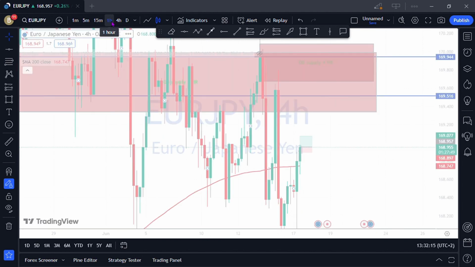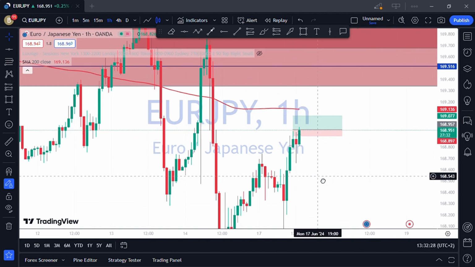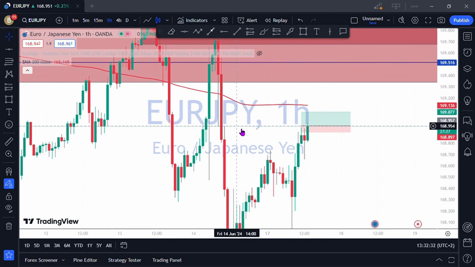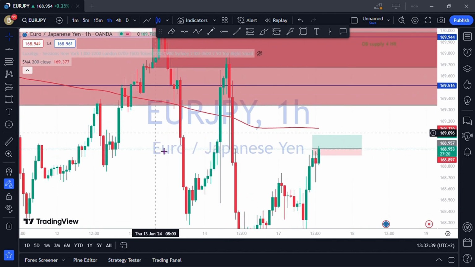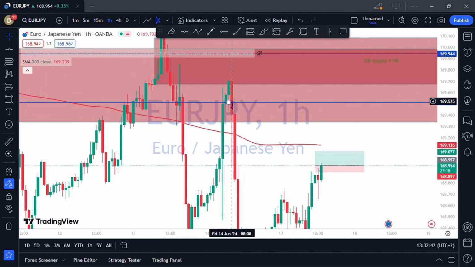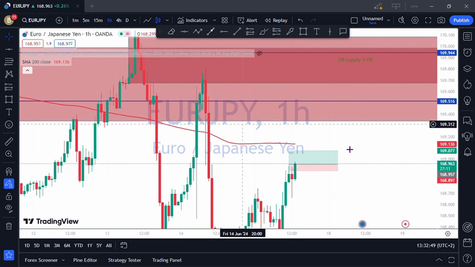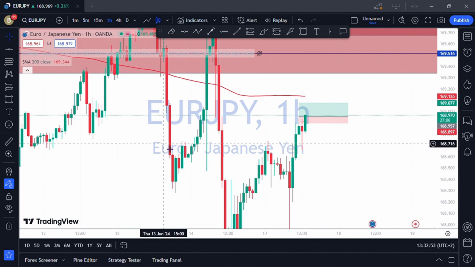So when I go to a lower time frame, my 1 hour, which is my 1 hour right here. As you can see, the order block of the 4 hour has been tested multiple times, showing me that this area can also be an area of resistance.